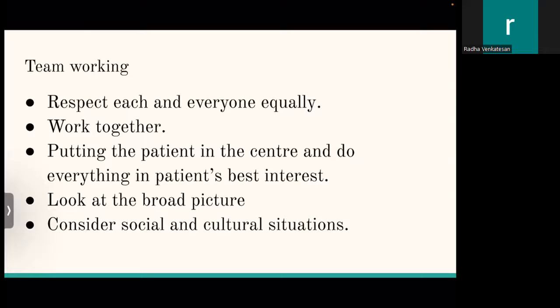It's a group teamwork or team effort, because multiple people together are going to work together to give the best outcome for the patient. So in team working, what are the essential components? First, we have to respect each person in the team, and everyone equally. Because once you respect everyone equally, that's what each one would expect from the other person.